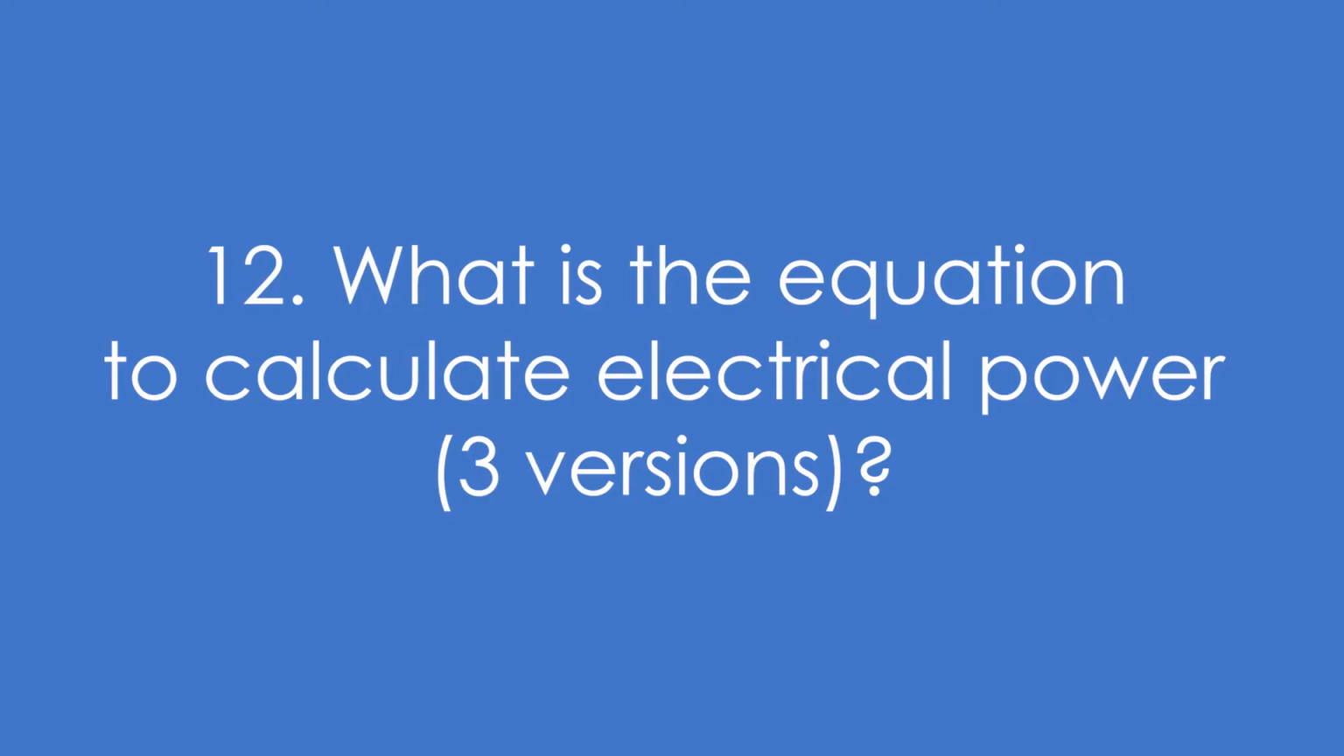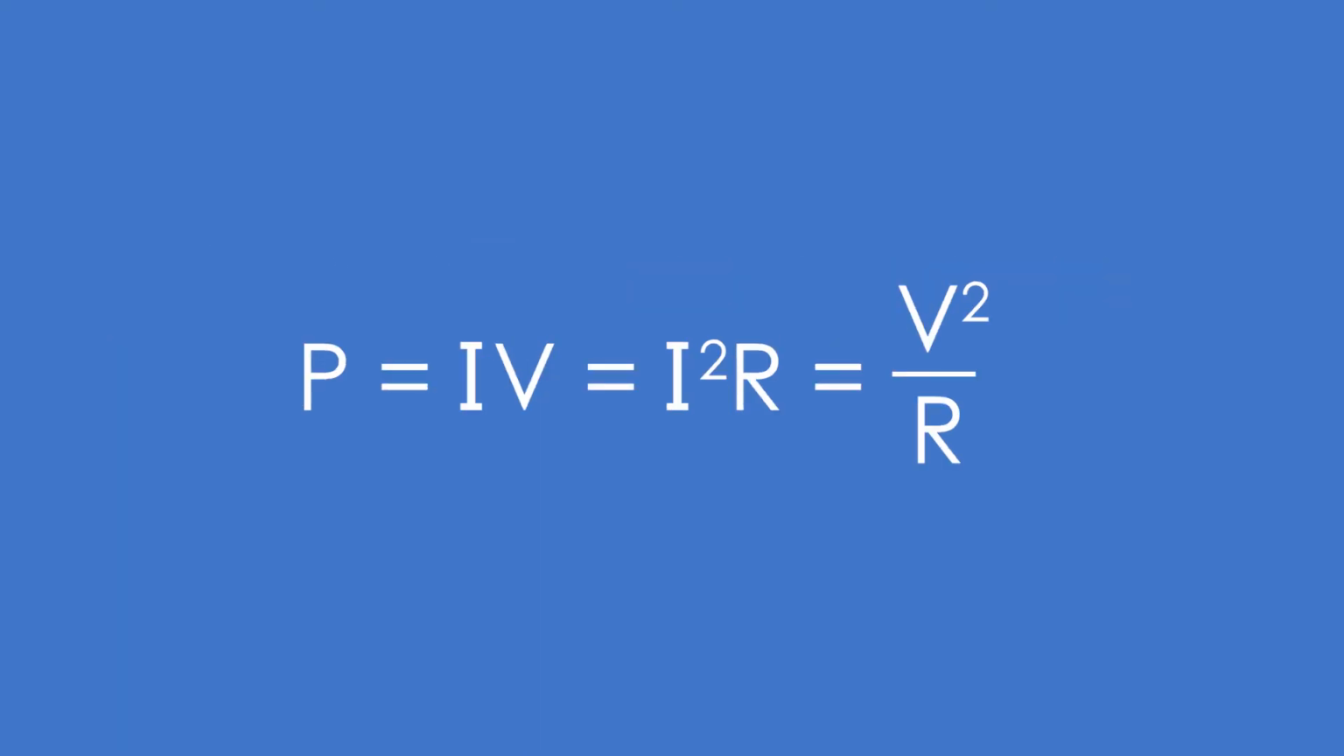12. What is the equation to calculate electrical power? There are 3 versions. P equals IV is the main one, and then if we substitute in Ohm's law instead of I or V, we get I squared R or V squared over R. Use the one that you have the data for.